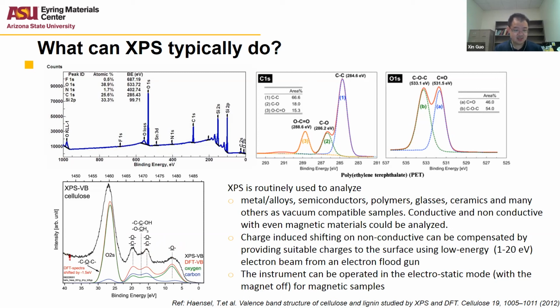This measured valence band agrees very well with the spectrum calculated by density functional theory, with only a small shift of around 1.5 eV. And we can also see the partial density of states calculated here, indicating the specific contribution from the respective elements. So not only can we use XPS to analyze this information on polymer materials, we can also use XPS to analyze metals, semiconductors, glass, ceramics, and many more, as long as they are vacuum compatible.